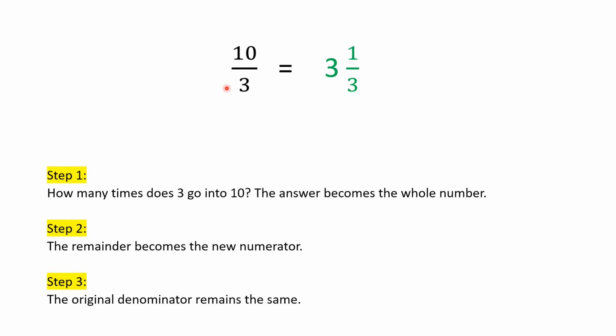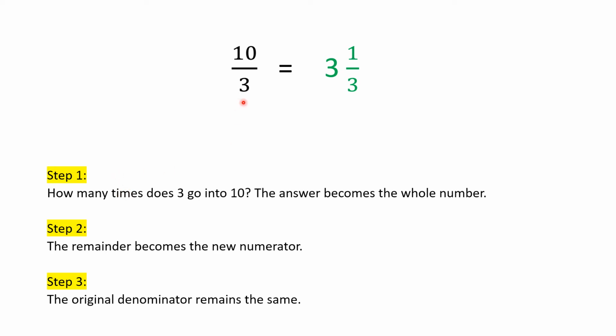So whenever you're trying to convert from an improper fraction to a mixed number or mixed fraction, the procedure is the same, the steps are the same, right? In whichever order you can do them, right? It's up to you, but I personally do it this way, right?